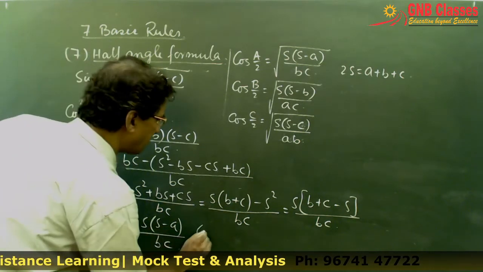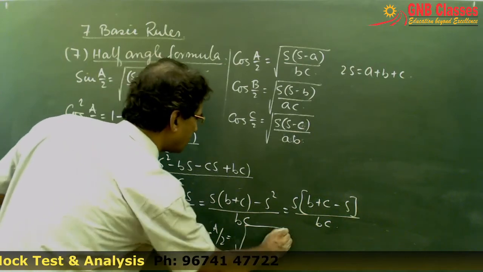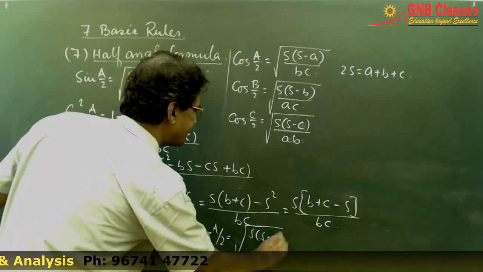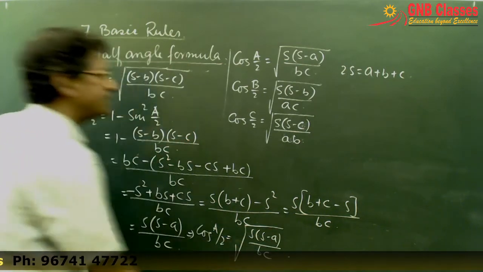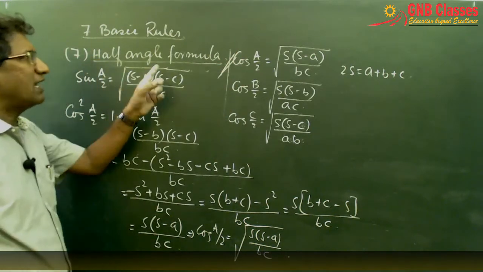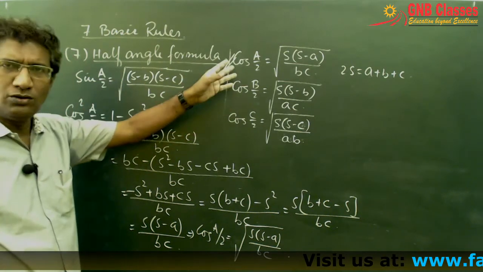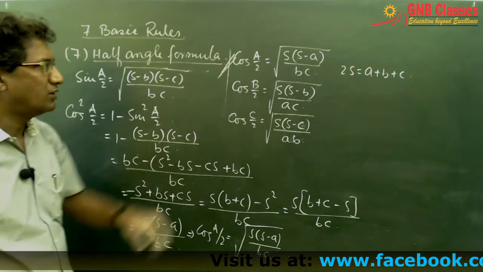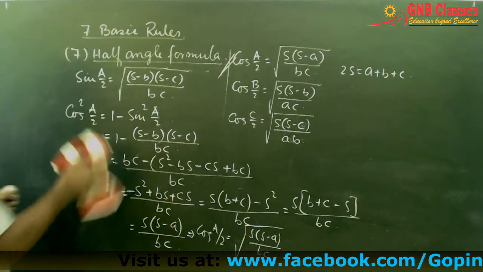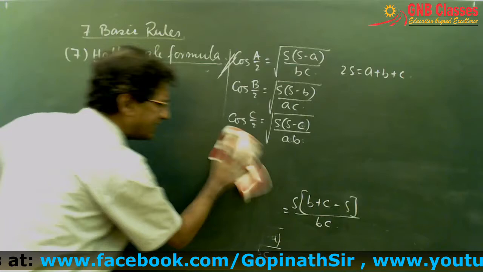Therefore cos A by 2 will give you what? Tell me fast. Under root S into S minus A divided by BC. That is exactly the first formula of the half angle formula for the cosine set. Is it clear to all of you? So the other two you can prove by yourself. Is it clear? Now the third set also you have to remember, but it's pretty easy to remember.